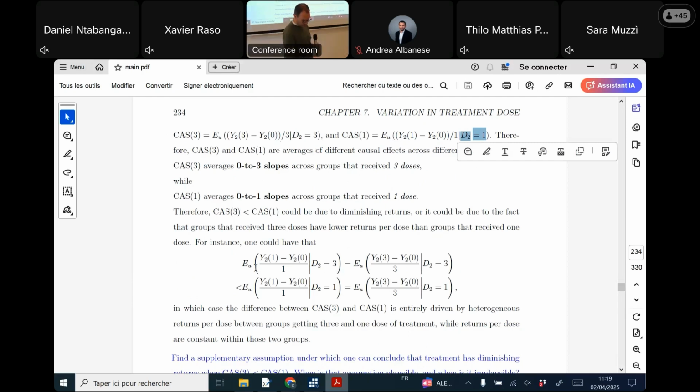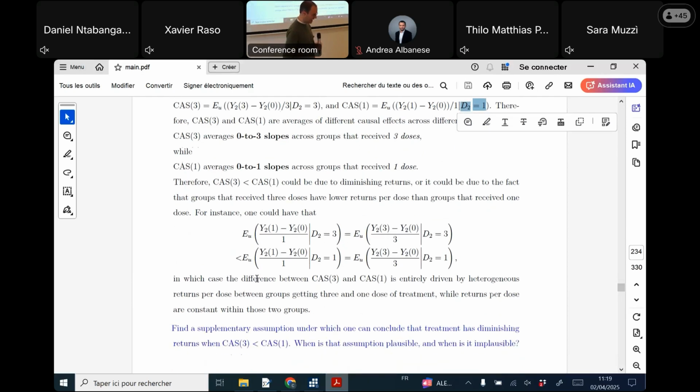Now let's try to find an additional assumption under which we can indeed conclude that the treatment has diminishing returns when we have that CAS of 3 is strictly lower than CAS of 1. So we rule out what? We have constant dose response. Yeah, exactly. We rule out the selection bias. We assume that actually people that get 3 doses and people that get 1 dose are identical, and they have the same treatment effects.